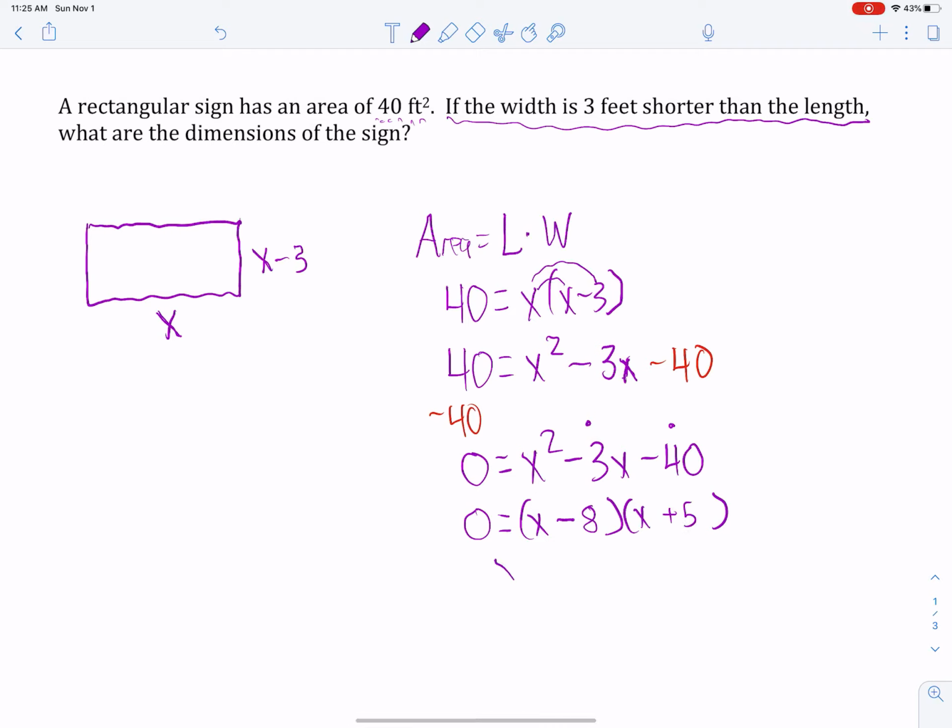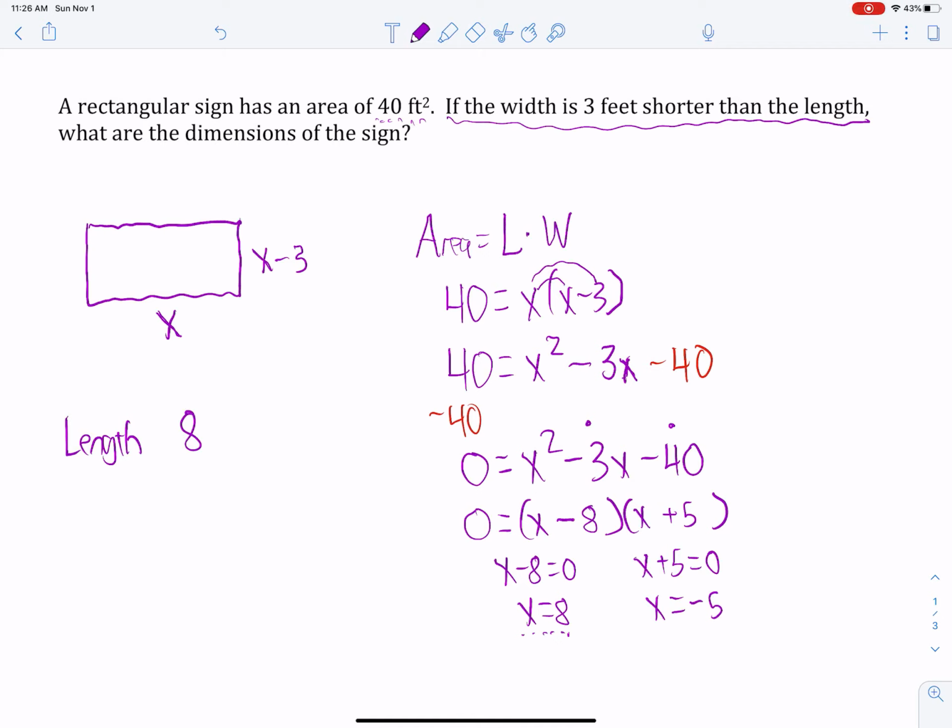When we set both of those equal to 0, we would have x minus 8 equals 0, x plus 5 equals 0. Add 8 to both sides of the first one, and we have x equals 8. Subtract 5 from both sides of the next one. We have x equals negative 5. Now, x represents the length. So here, one of our answers is x equals 8.